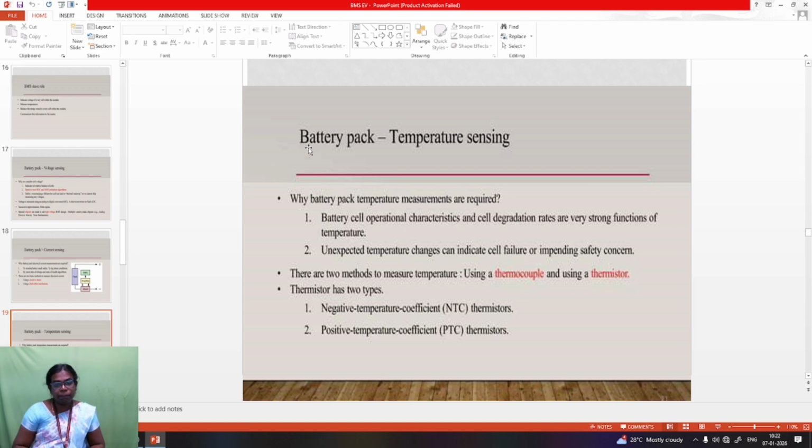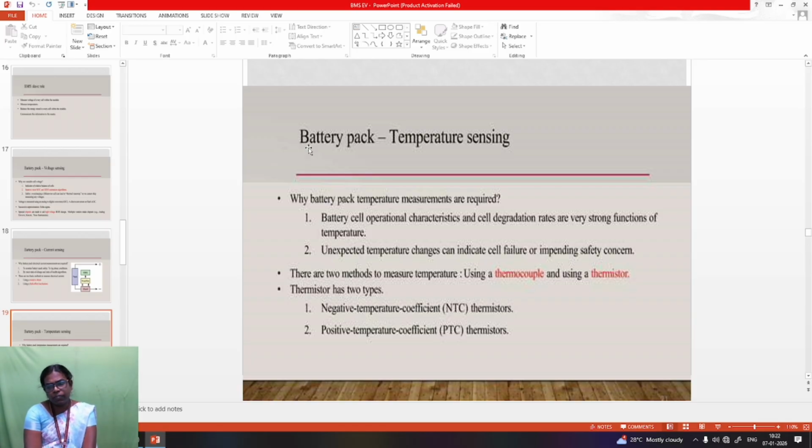Next, battery pack temperature sensing. It is very important. Temperature sensing is very important to save the battery. Battery cell operational characteristics and cell degradation rate are a very strong function of temperature. Unexpected temperature changes can indicate cell failures or impending safety concerns. So that's why we measure the temperature.